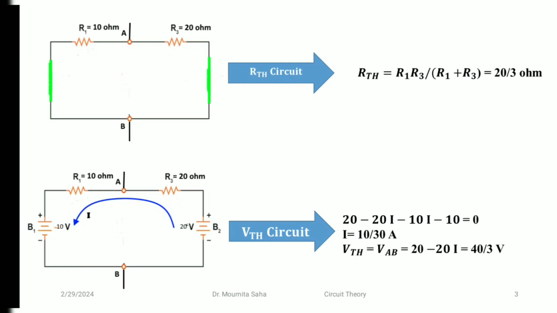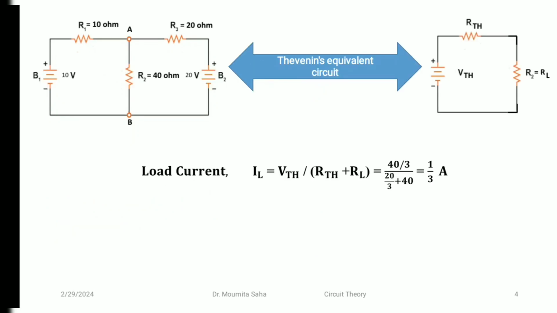Now we can calculate the Thevenin's equivalent voltage, that is VTH. VTH is nothing but the voltage across the points A and B, that is VAB. So again let's calculate from B2. B2 voltage, that is 20, minus the voltage drop across the R3 resistor, that is 20 into I. We know the value of I here. So from here we can calculate VTH also, that is 40 by 3. Now let's see the Thevenin's equivalent circuit. Here we know the value of VTH, we know the value of RTH also, and the load branch resistance is already given, that is 40 ohm.